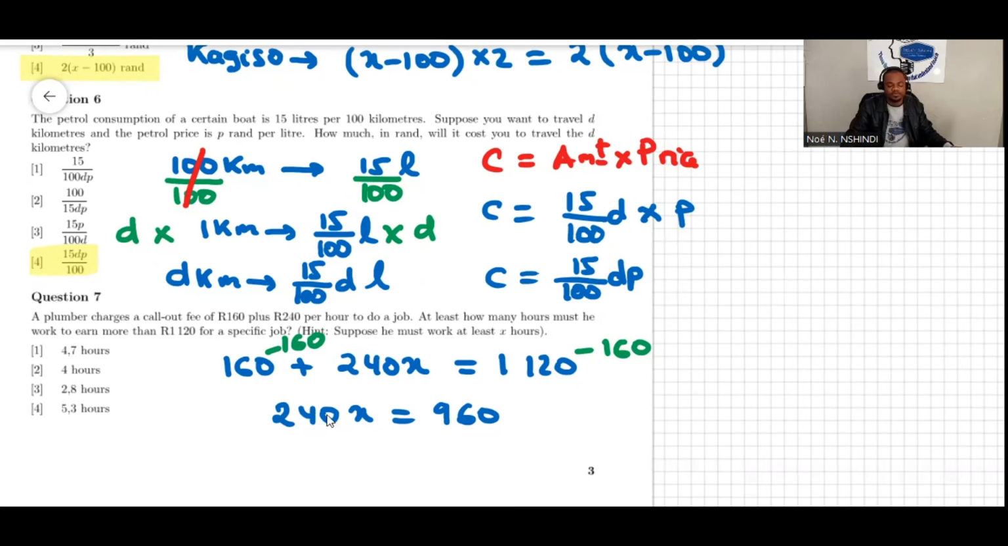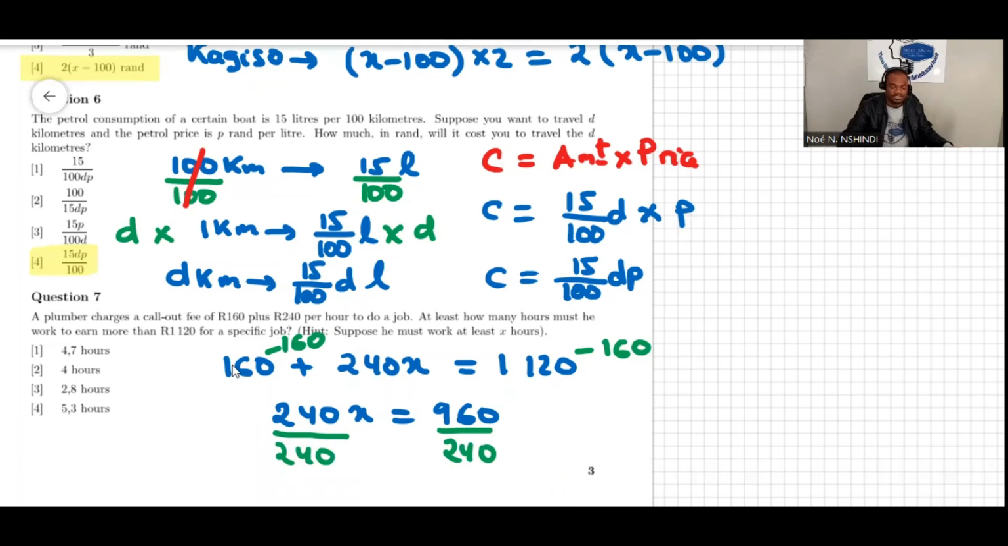240 X means 240 times X, okay? If I need to get the value of X, I must use the inverse operation like we did here. It was plus and minus, okay? Because it's 240, I will divide here by 240. I divide there also by 240, okay? The inverse of times is divide.